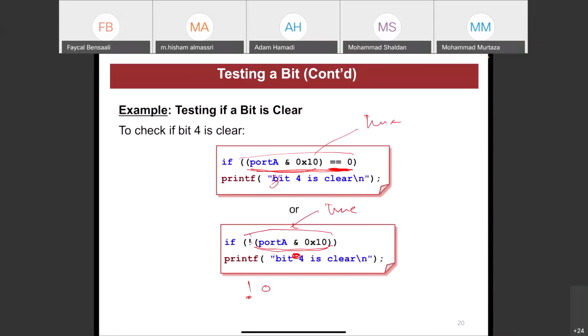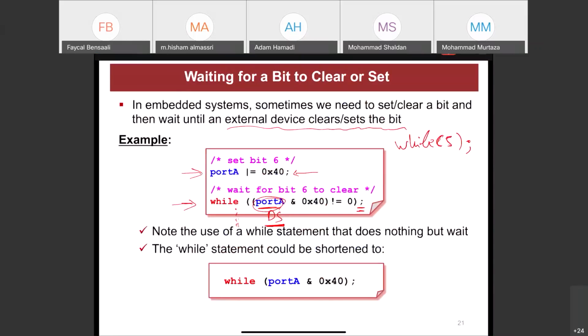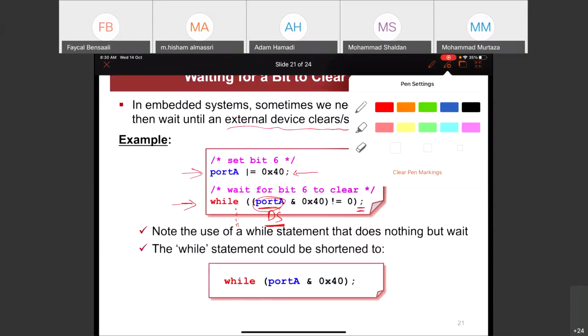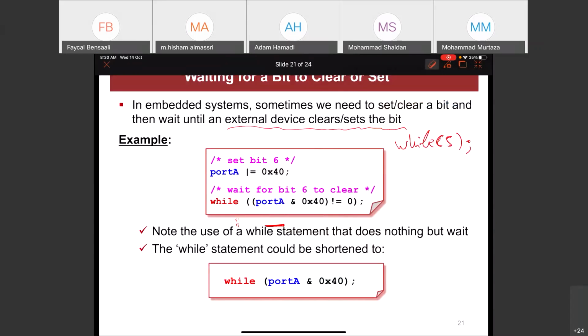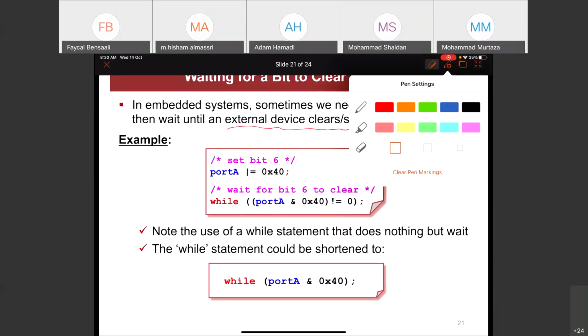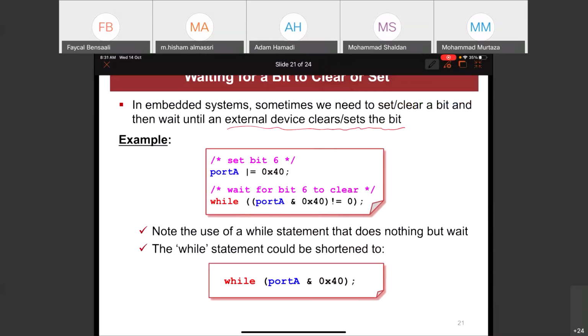And this is what I'm doing here. I gave you an example with the, so here we want to wait for bit 6 to clear. So it's the opposite. In the previous example, we wait for bit to be set, right? Because we want to wait until it's set. So the condition needs to be here. We want to wait for bit to be clear. So this condition should be true, right?